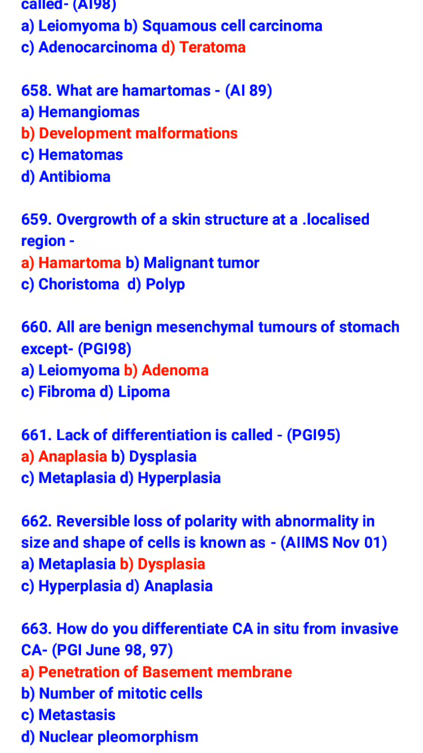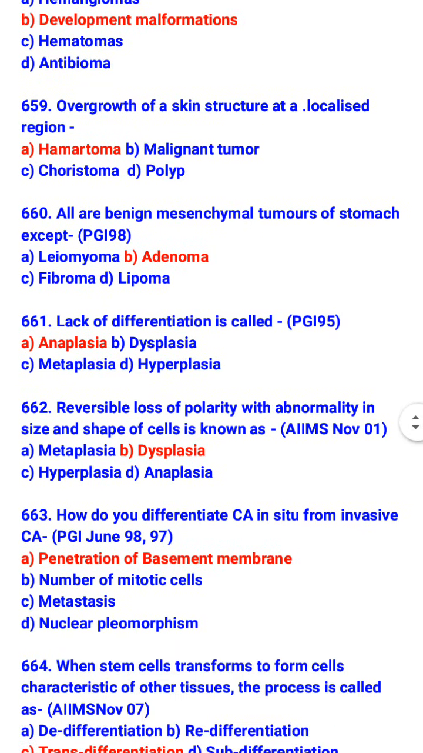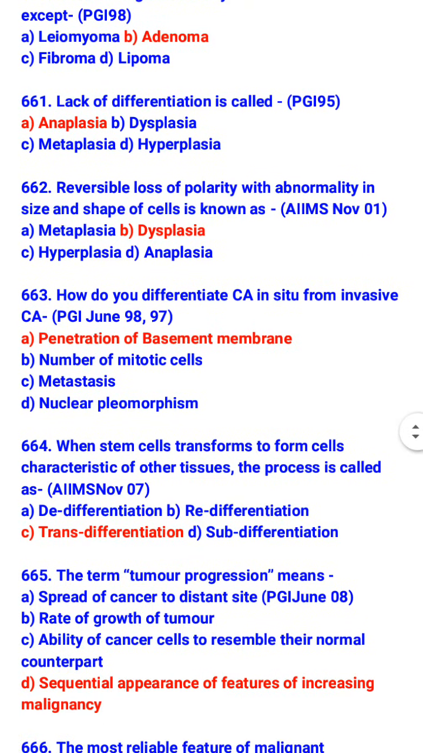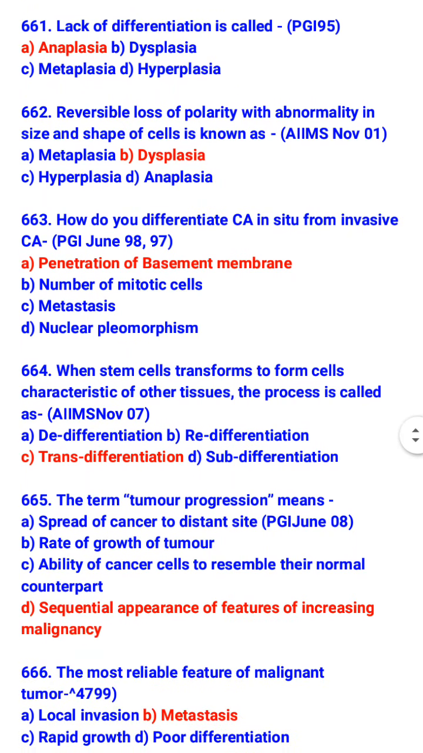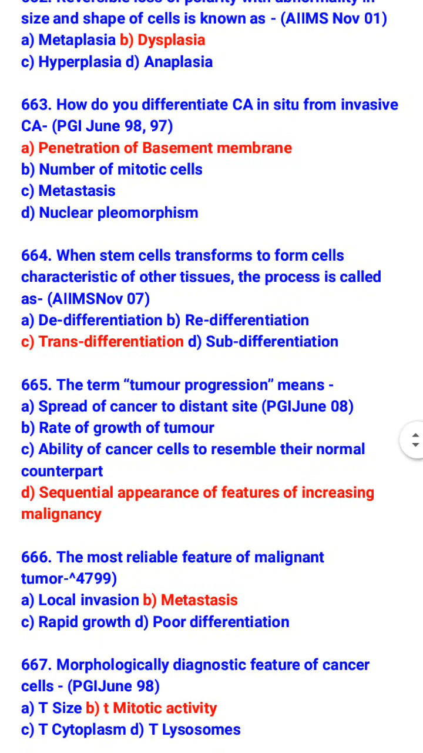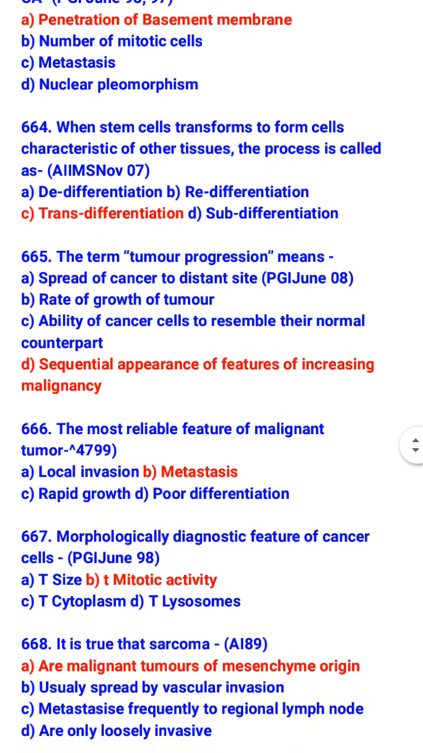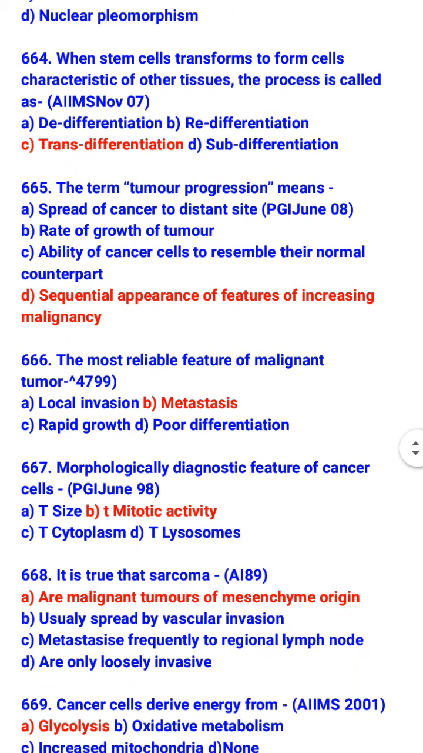Lack of differentiation is called anaplasia. Reversible loss of polarity with abnormality in size and shape of cells is known as dysplasia. How do you differentiate CA in situ from invasive carcinoma? Penetration of basement membrane. When stem cells transform to form cells characteristic of other tissue, the process is called transdifferentiation.